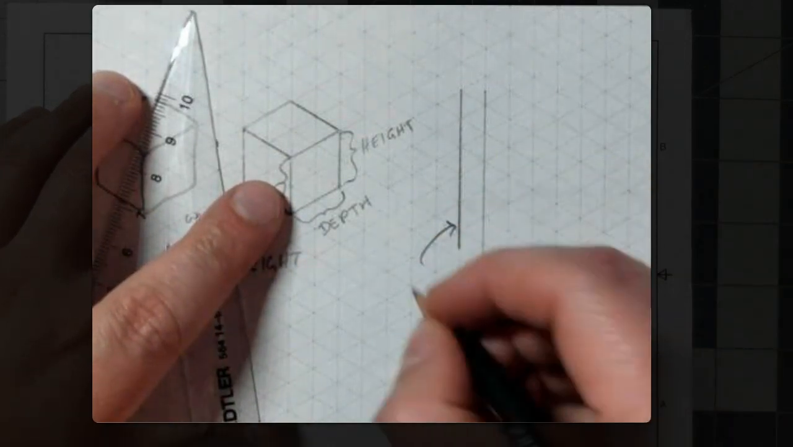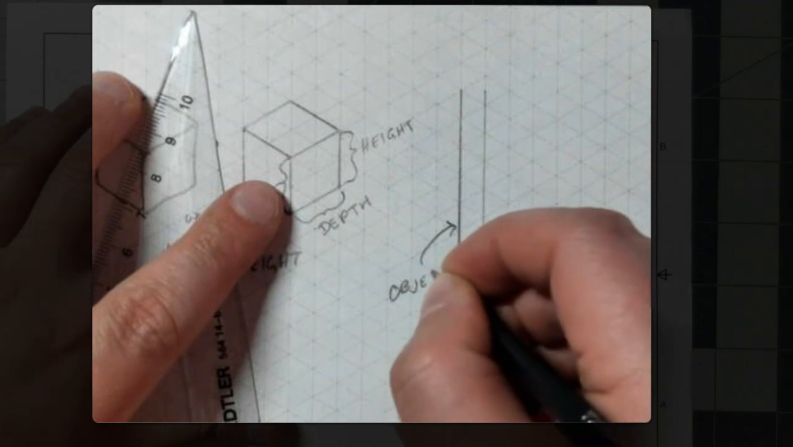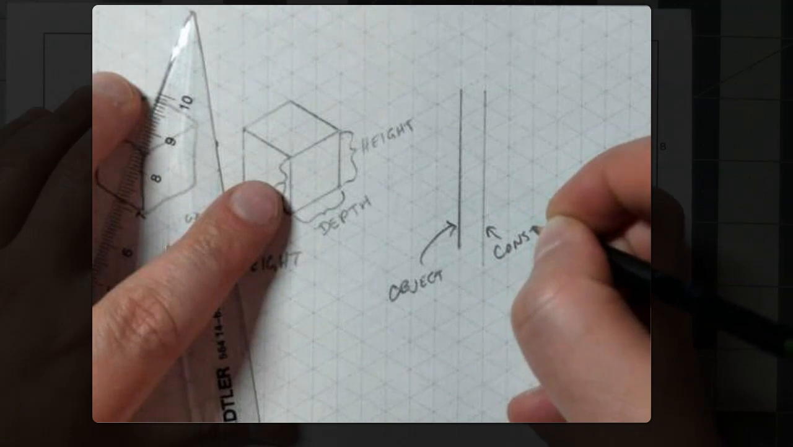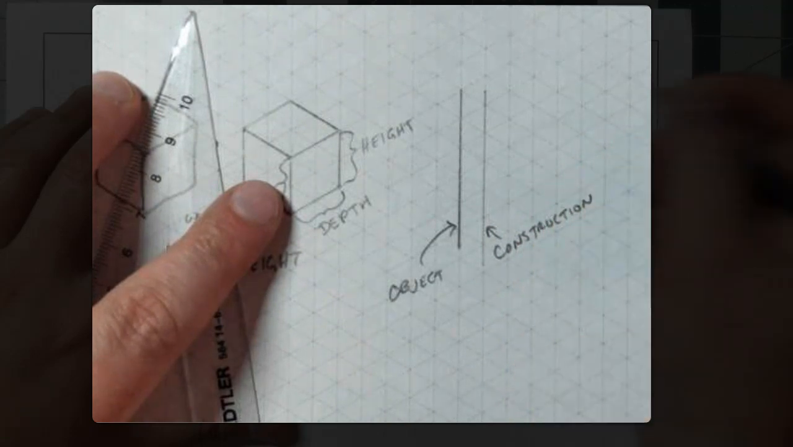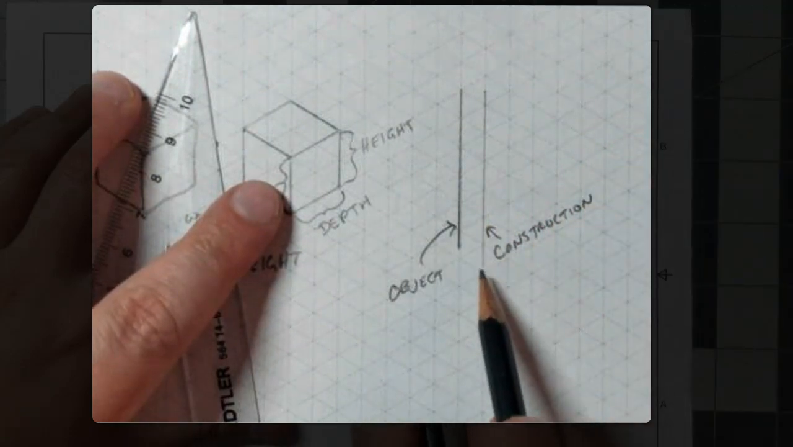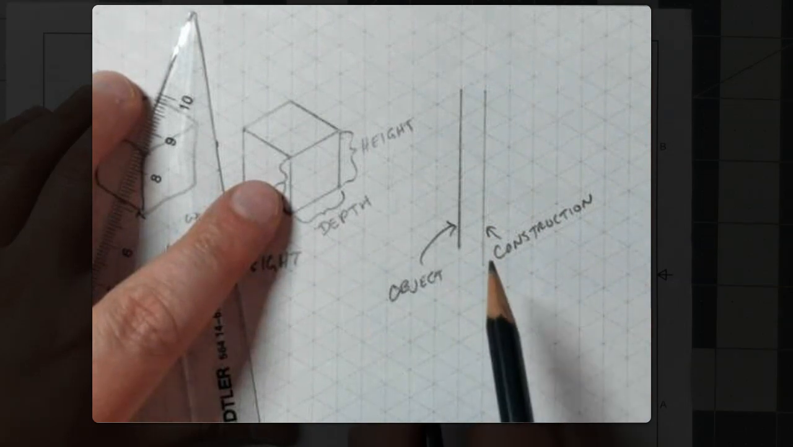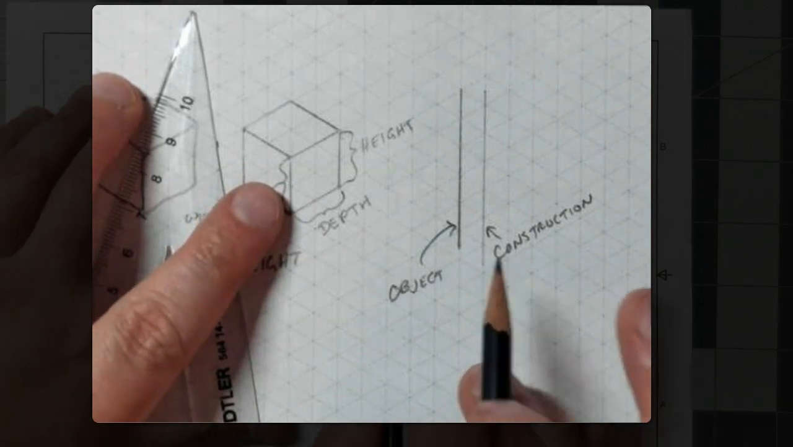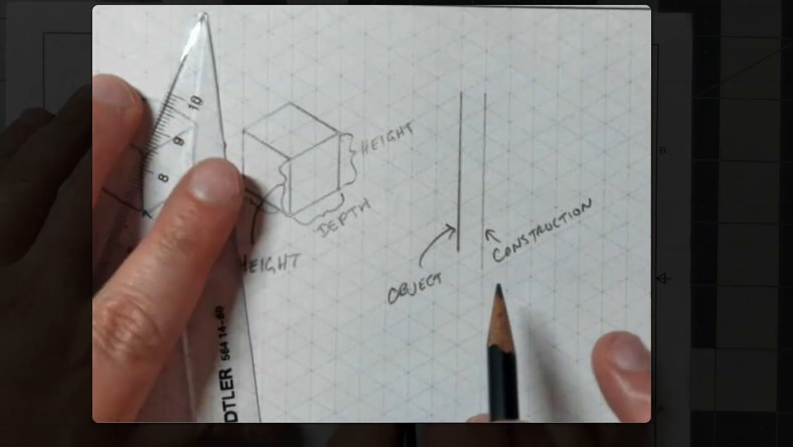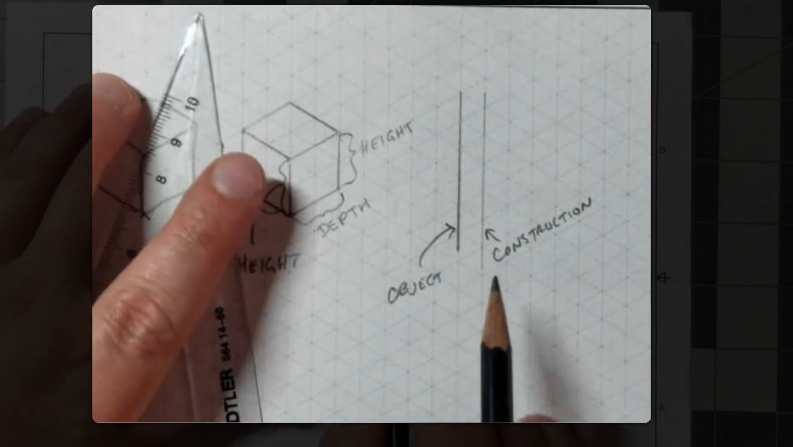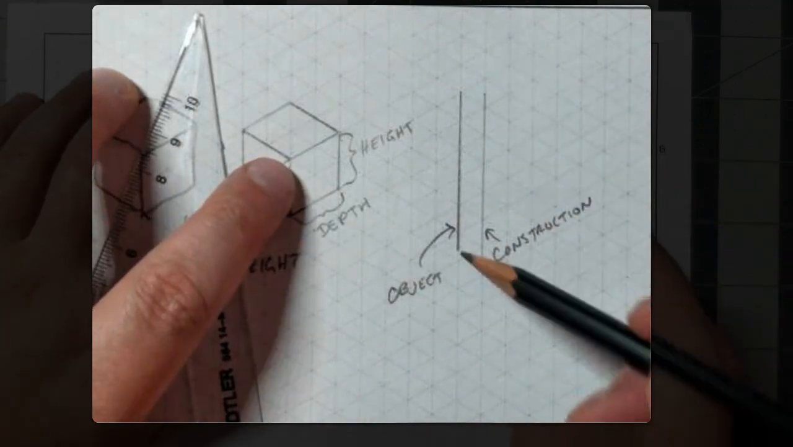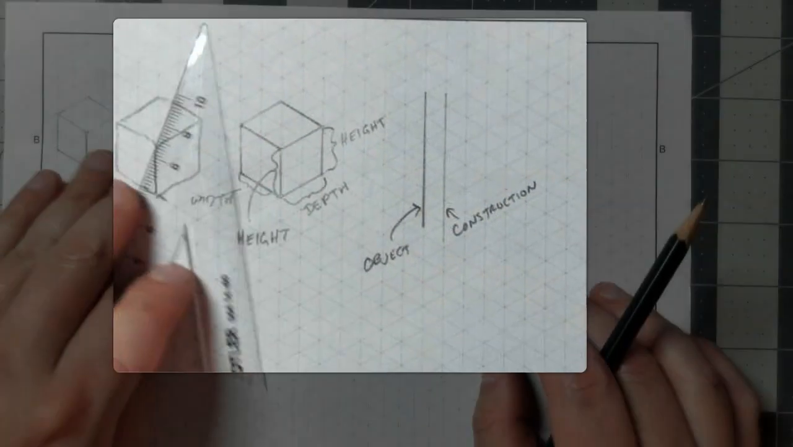So this line right here, that's an object line. And this line right here is a construction line. Construction lines are purposefully very light. They should be very, very, very light, almost invisible. They are just there to guide your drawing, to help you with proportion. So what we're going to do is we're going to start off with drawing very light construction lines.